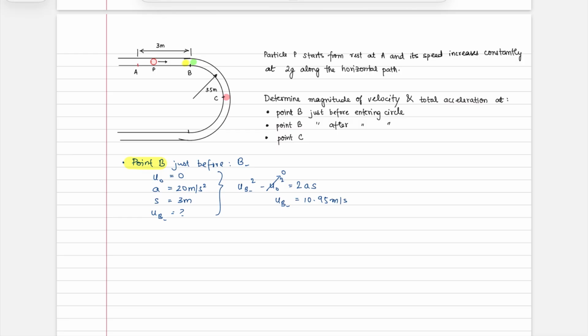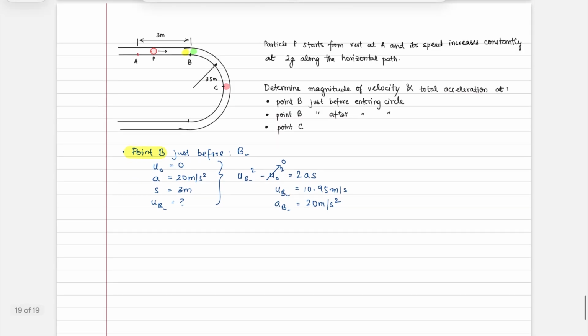What is the acceleration at this position? It is the same as the rate of change of speed. So it would be the same 20 meters per second square because it's just executing rectilinear motion, right? Straight line motion. But what about point B just after entering the circle? So this I'm going to call B plus. In this case, the speed is the same, so that's given essentially, because that's the meaning of just before and just after. It should be 10.95 meters per second.